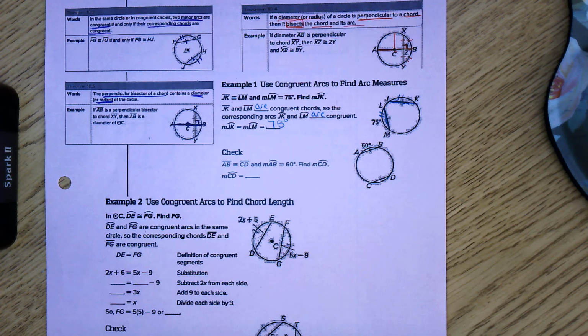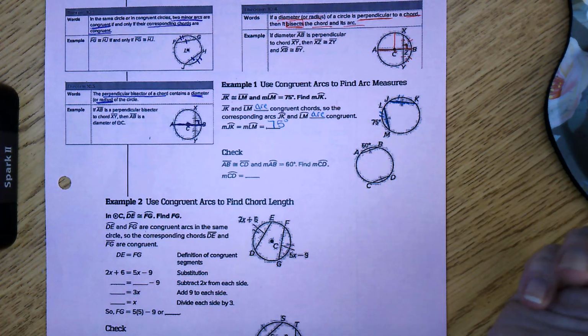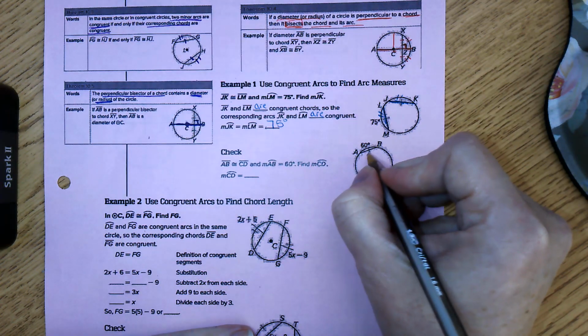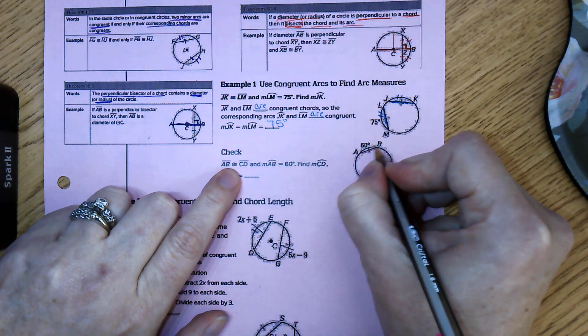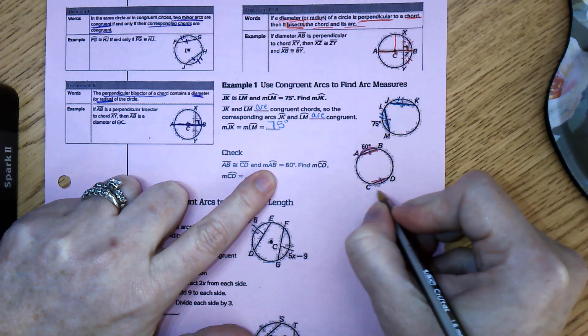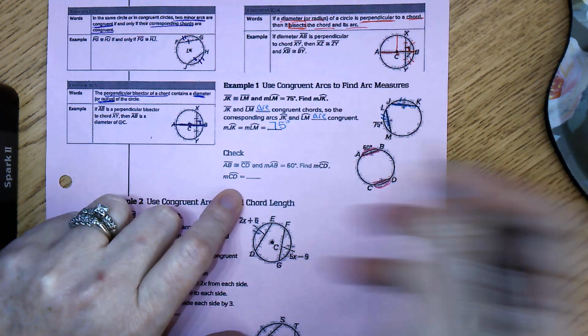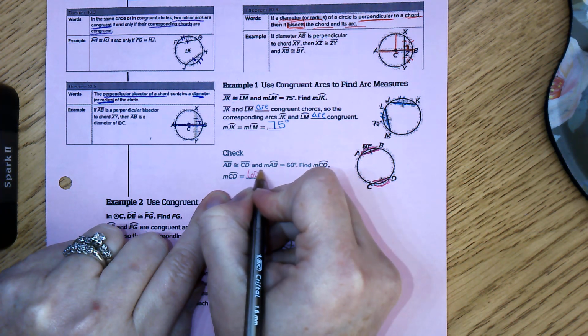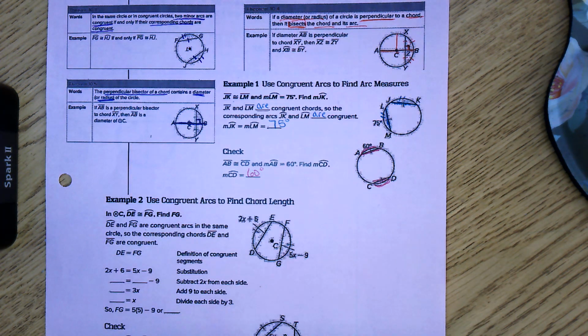All right, and in class I had them check this skill. So if the chords are congruent, then the minor arcs have to be congruent. So this minor arc is 60 degrees. Okay. So it was fairly straightforward.